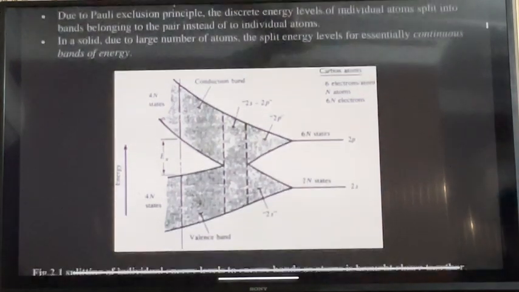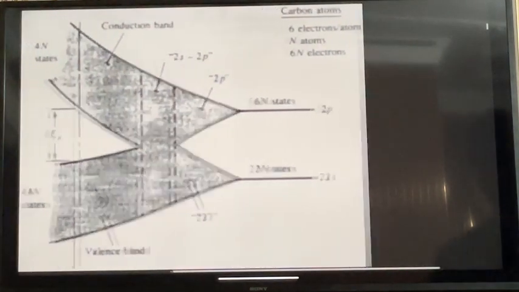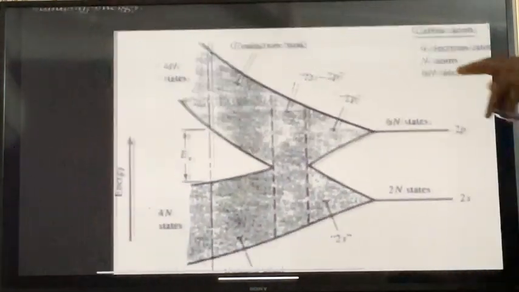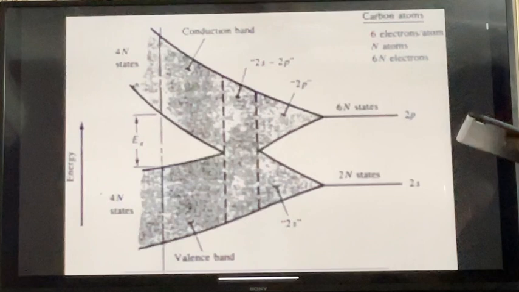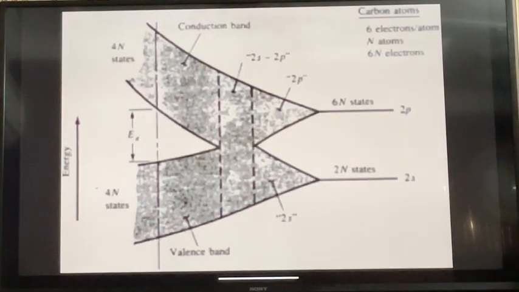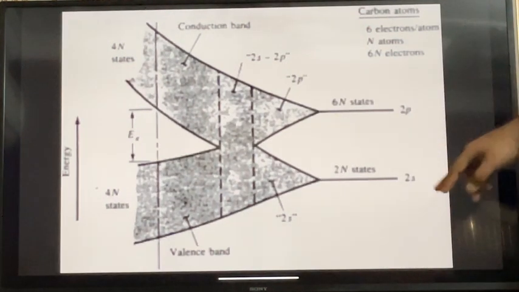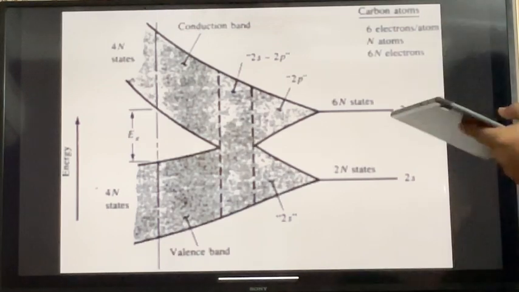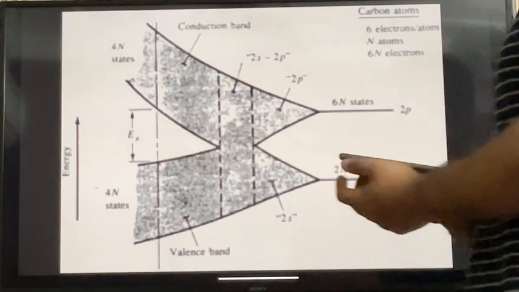If you look at this diagram, here we have a carbon atom. Actually we see the bonding of carbon atoms to form a solid. So we have 2s and 2p. 2s has 2n states and 2p has 6n states. This should be pretty self-explanatory.